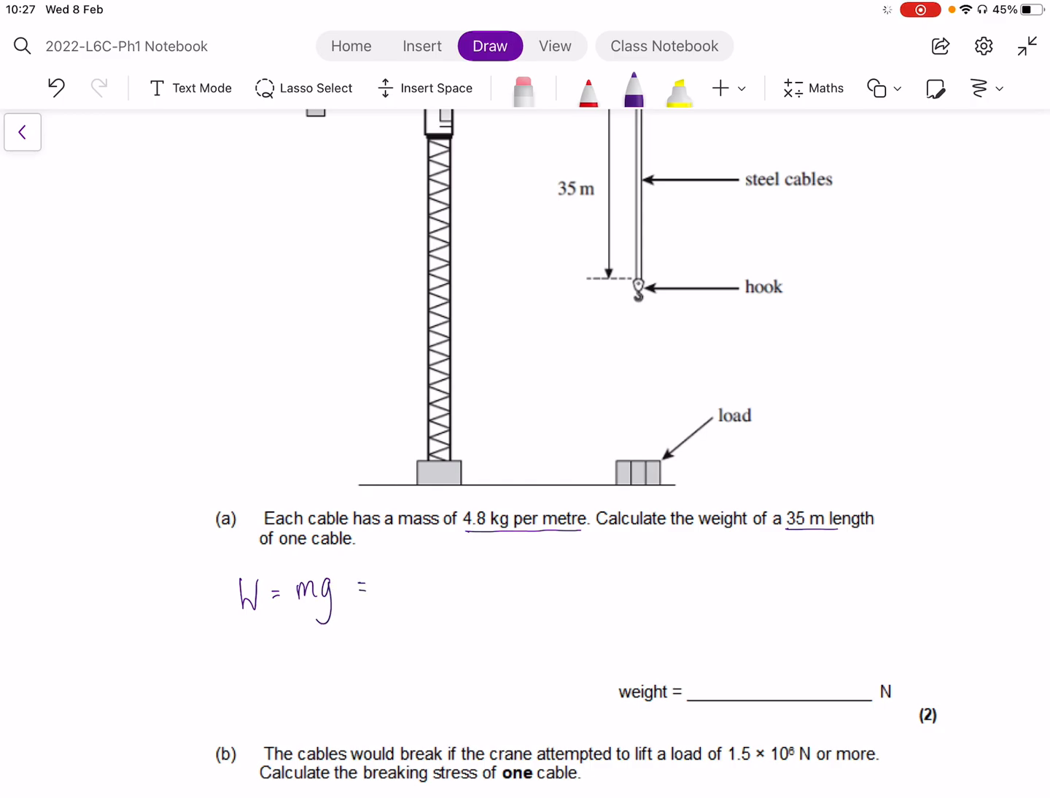But if we actually want the mass of the cable, we've got the mass per unit length multiplied by the length of the cable. The lengths will cancel to give us the mass, multiplied by gravity. So the mass per unit length is 4.8, the length is 35, gravity is 9.81. And so when we calculate these together, we get 16,480.8 newtons. We should round this to two significant figures, which is 16,000 newtons. Two significant figures because the numbers in the question are given to two significant figures.